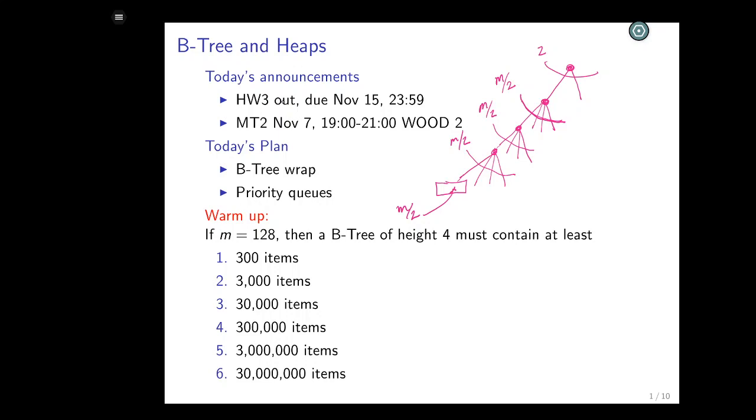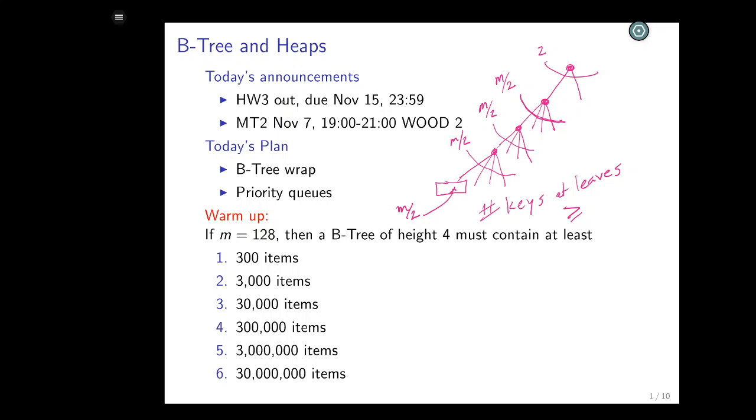So if I just ask you, how many keys are at the leaves of this height 4 B-tree? That's an easier question. How many keys are just at the leaves? The number of keys at leaves must be at least how much? You don't have to do the multiplication, you can just tell me the formula as a function of M. We'll worry about changing it into a number later.